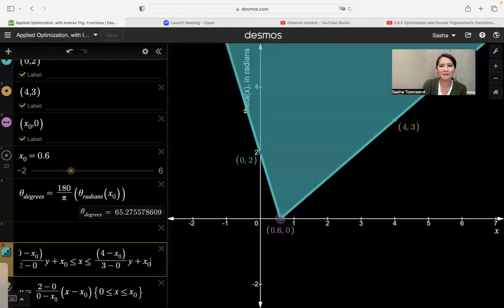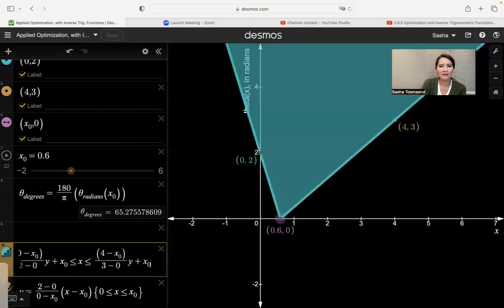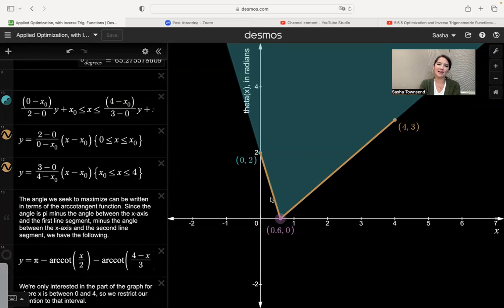All right, so we're trying to maximize that angle between the two orange line segments. Now, if we want to find that maximum angle, we can do so by thinking about two right triangles, one to the left of the orange line segment on the left, and one to the right of the orange line segment on the right. When I look at that right triangle, I'm thinking of the right triangle created by the positive y-axis, the positive x-axis, and that orange line segment.